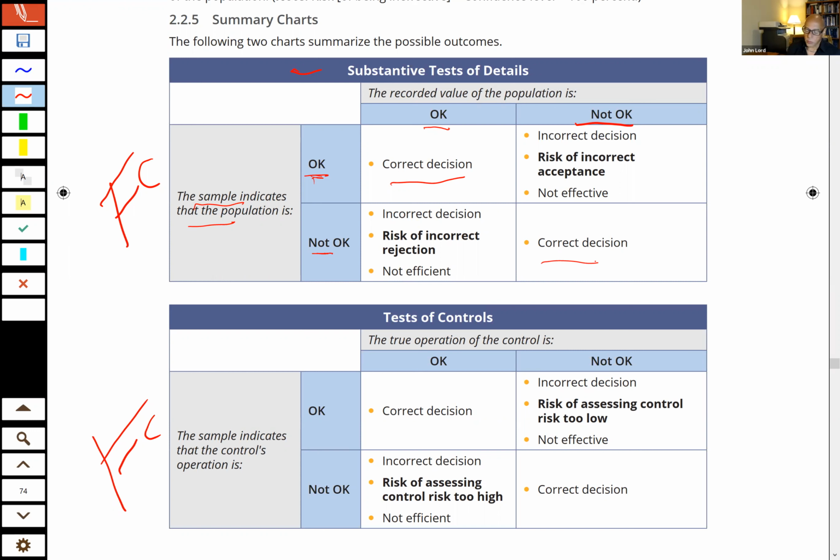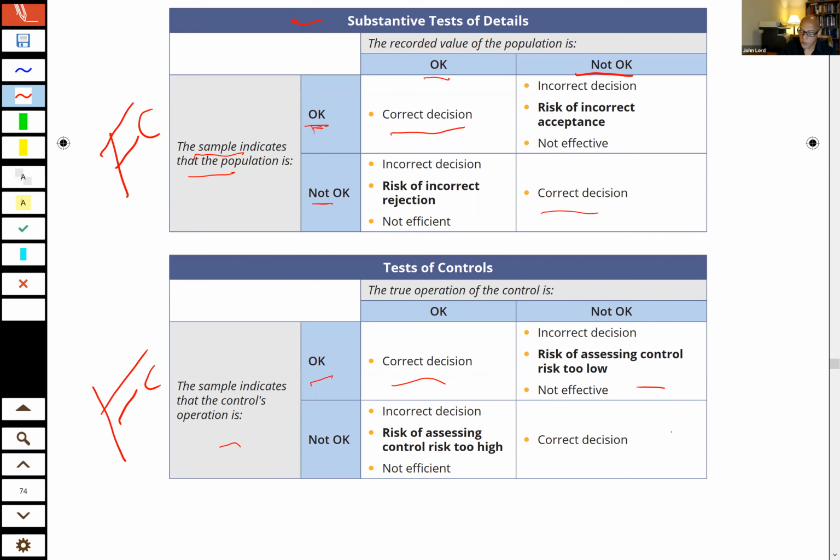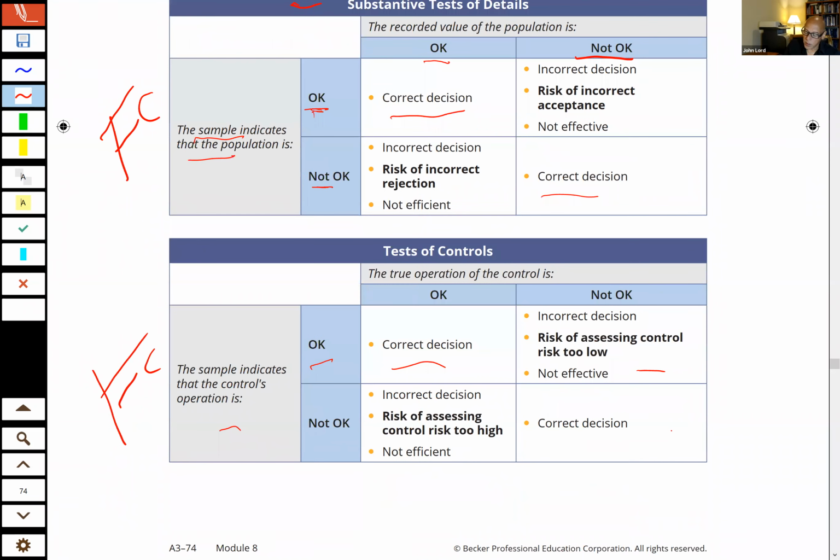The tested controls chart works the same way down here. Sample indicates it's okay, and it really is okay. That's a correct decision. Sample indicates it's okay, but it's not okay. That's the risk of assessing control risk too low. Sample indicates the population is not okay and it's really not okay. That's a correct decision. Sample indicates that the population is not okay when it is okay. That's the risk of assessing control risk too high. Our audit is not efficient. If we assess the control risk too low, our audit is not effective.